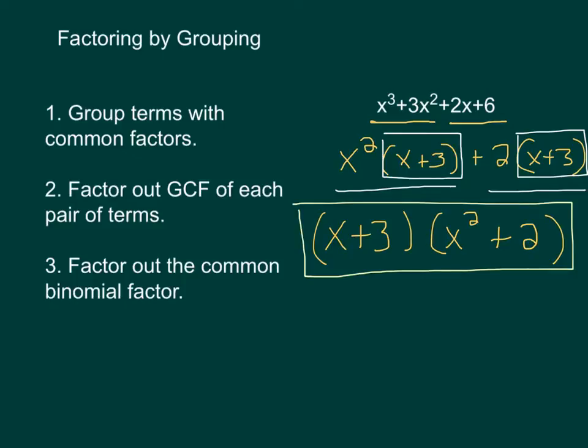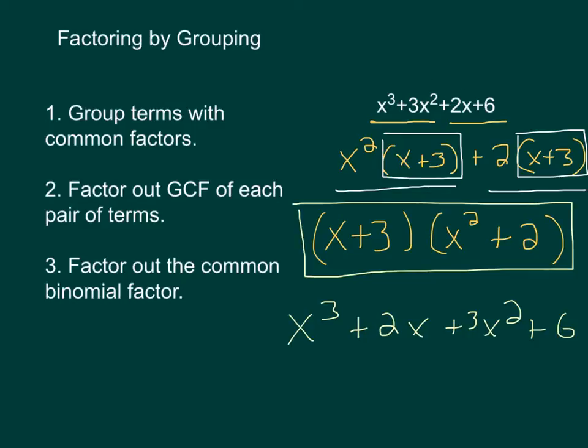A quick FOIL will confirm that this works. X times x squared is x cubed. X times 2 is 2x. 3 times x squared is a positive 3x squared. And 3 times 2 is a positive 6. If I was to rewrite that in standard form, you'd see that it's exactly the same as what I started with. So that's the grouping method.